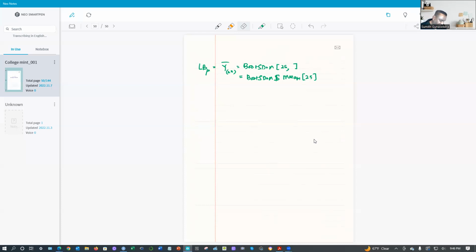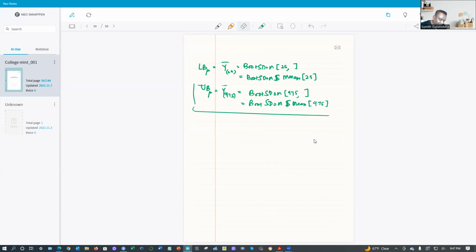Then the upper bound of mu is nothing but the 975th order statistic. How do you get it? You go to the boot SD ordered one. This is already ordered, the 975th. Or you go to boot sampling distribution and then go to mean, straight to mean 975. So you get the upper bound, and you get the lower bound.